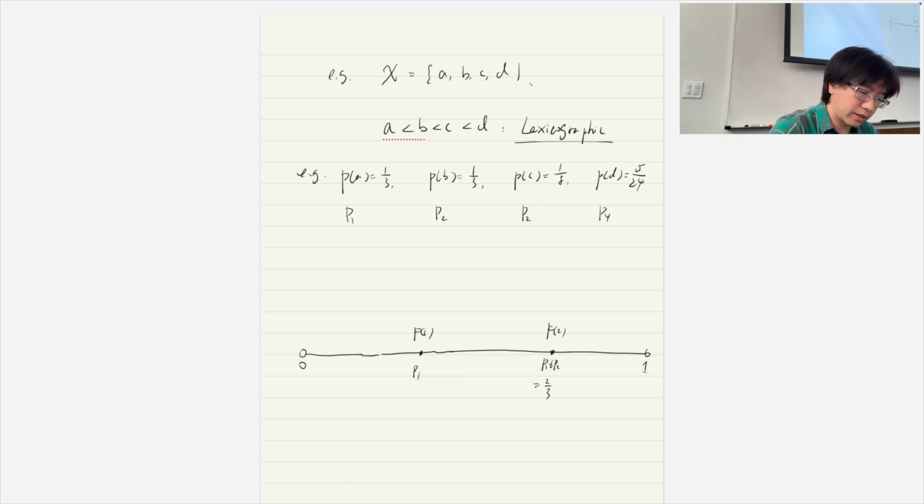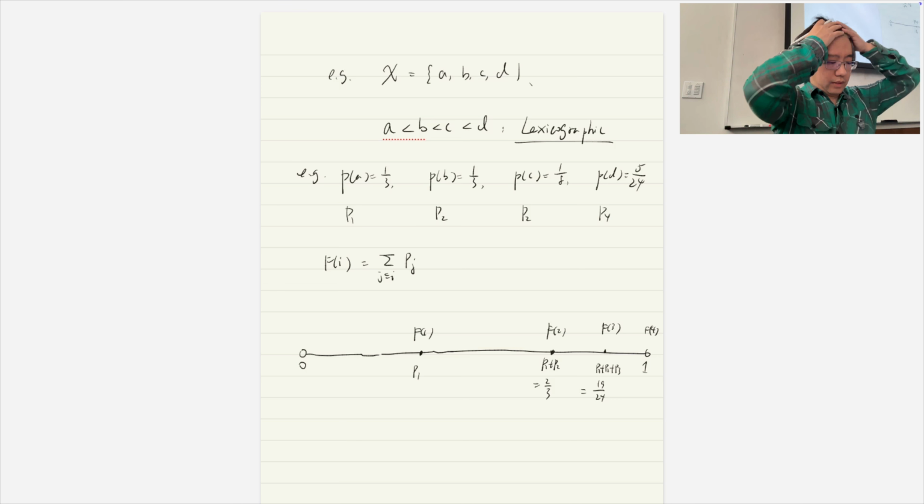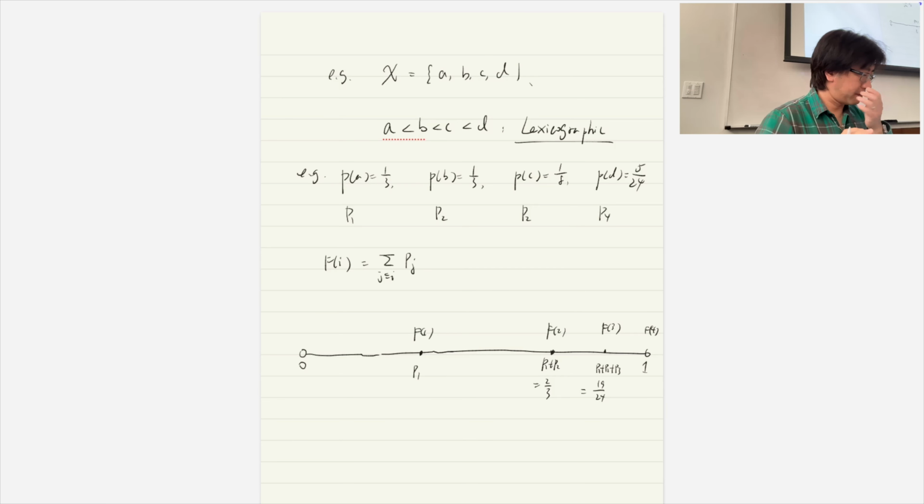Okay, and then you can guess, right? What is F3? That's P1 plus P2 plus P3, which equals 19/24. You can compute it. And then F4 is just 1, so that's P1 plus P2 plus P3 plus P4. You can see that Fi is nothing but the sum of Pj over j less than or equal to i. So that's Fi.